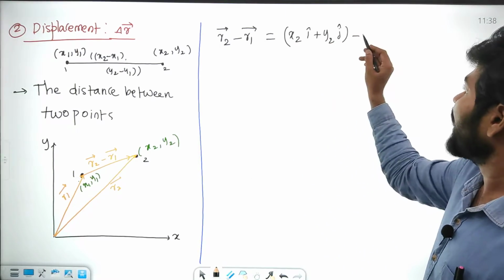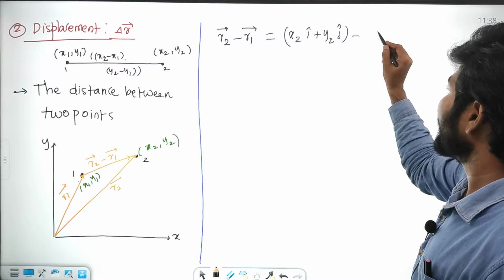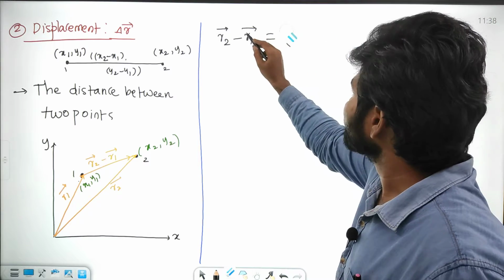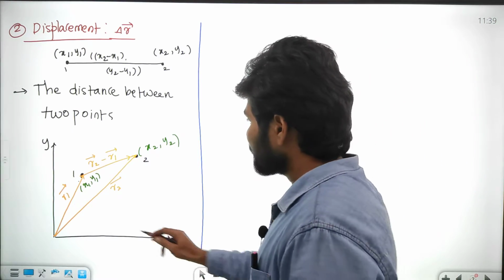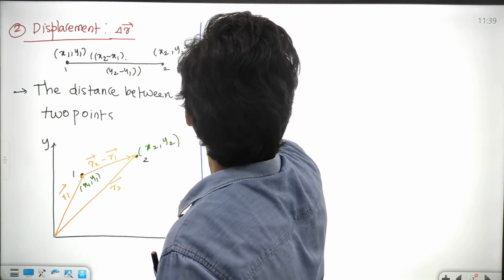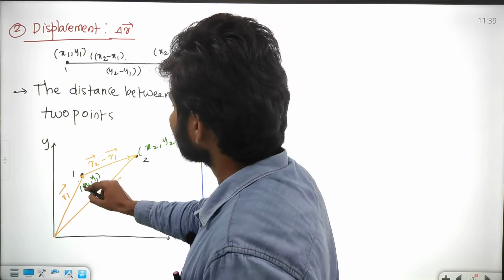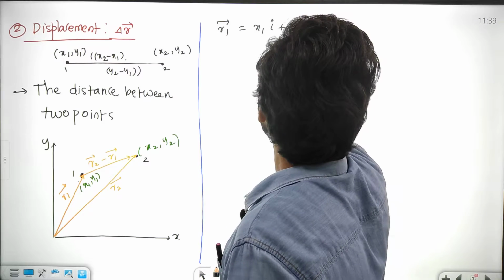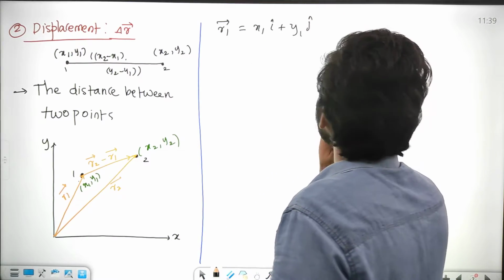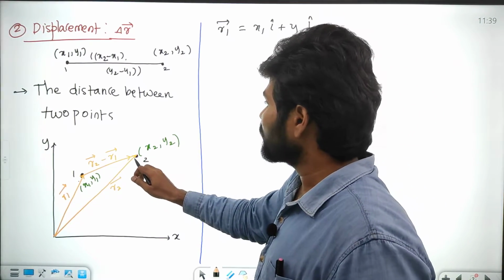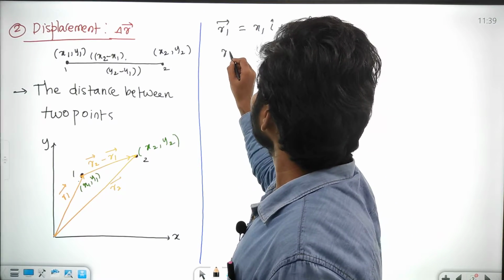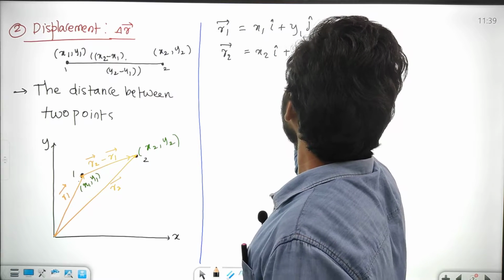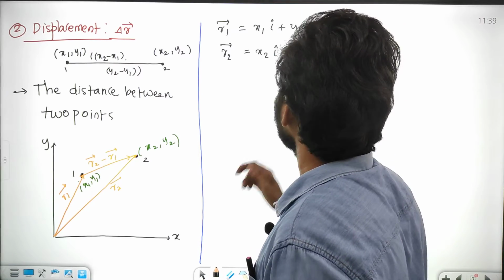x2, y1. I am representing r2 and r1. Just before I explain this: r1 can be written as x1 i cap plus y1 j cap, and r2 can be written as x2 i cap plus y2 j cap.